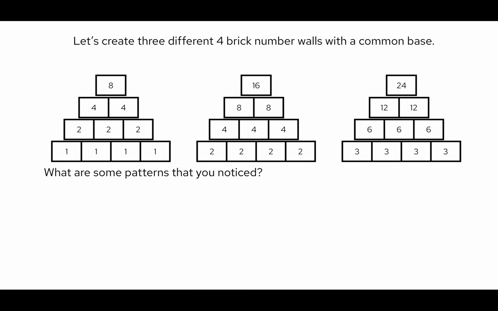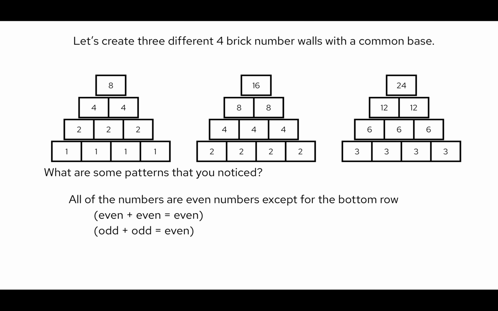You might want to pause the video here so that you can look at this and come up with some of the patterns, and then start it again once you have them and see what I came up with. So what I noticed is that all of the numbers are even except for the bottom row. So everything else is even. And I noticed that an even plus an even equals an even, and when you add 2 odds together, you also get an even. I also noticed that the top numbers are all in the 8 multiplication table.